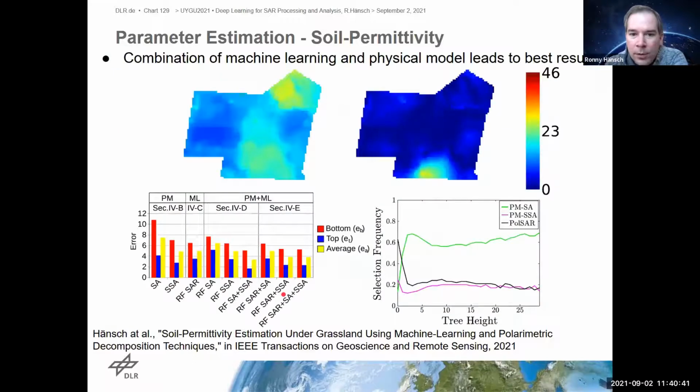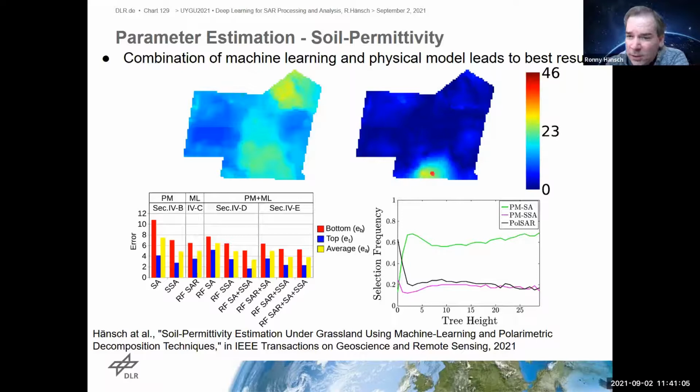But the real performance increase comes when we combine those two things, and that is quite interesting. So what we did here is we used the estimate of the physical model as an additional input map for the random forest to choose from. And this is how we achieved this map, right? And this is very accurate. The only part where it makes mistakes is down here, where it has this really high soil moisture.